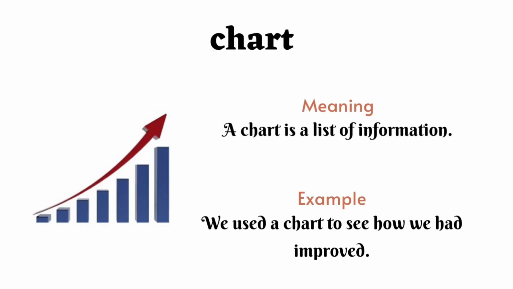Third word is chart. This word is a noun which means, a chart is a list of information. We used a chart to see how we had improved.